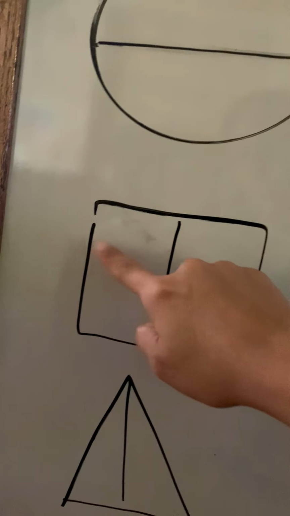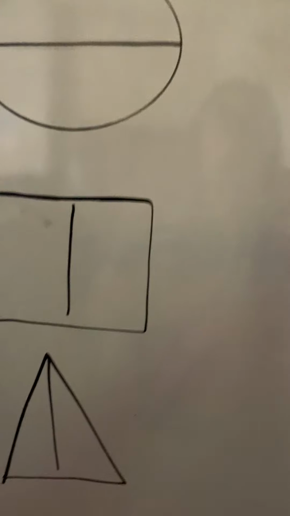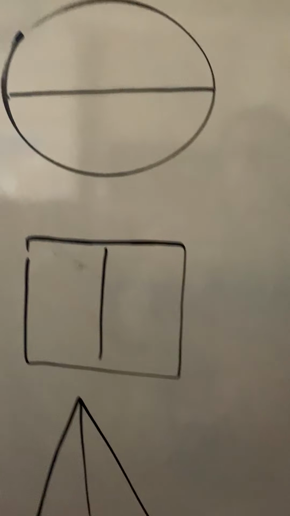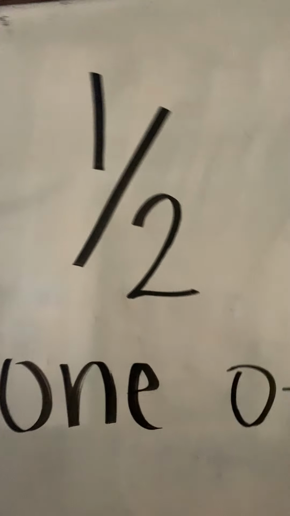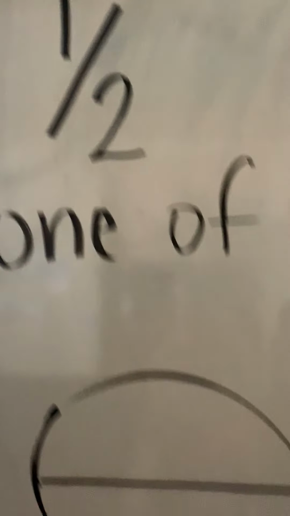1, 2, 1, 2, 1, 2. And we're talking about halves and one of the two being shaded, which is what we're going to be practicing doing. A fraction is shown like this. This represents half. 1 of 2. So I have 2, and I'm going to color in one of the 2.